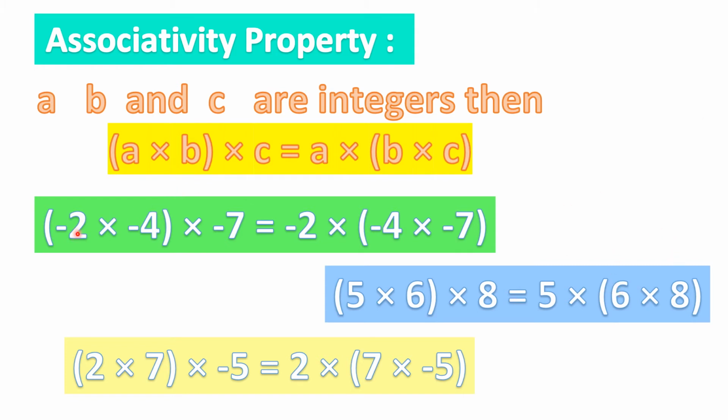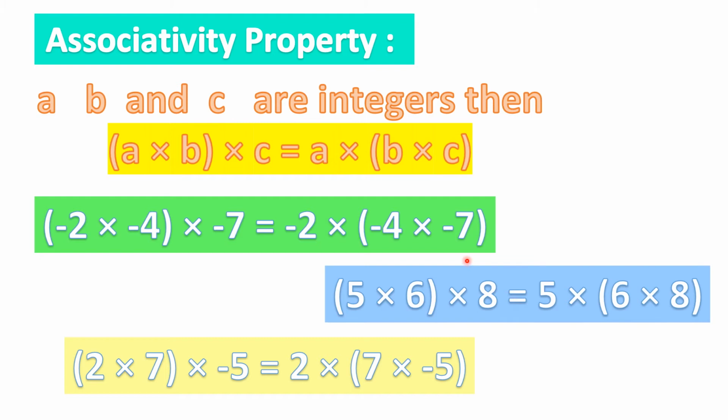Now same way, this also, minus 2, minus 4, minus 7, minus 2, minus 4, minus 7. Same numbers, but when we multiply this part or this part first, we get the same answer. So no change, right? Like that itself, the third example also, if I multiply 2 and 7 first and then I multiply minus 5, it is the same answer when I multiply 7 and minus 5 first and then I multiply 2. You'll get the same answer, right? So that is what associative property is.